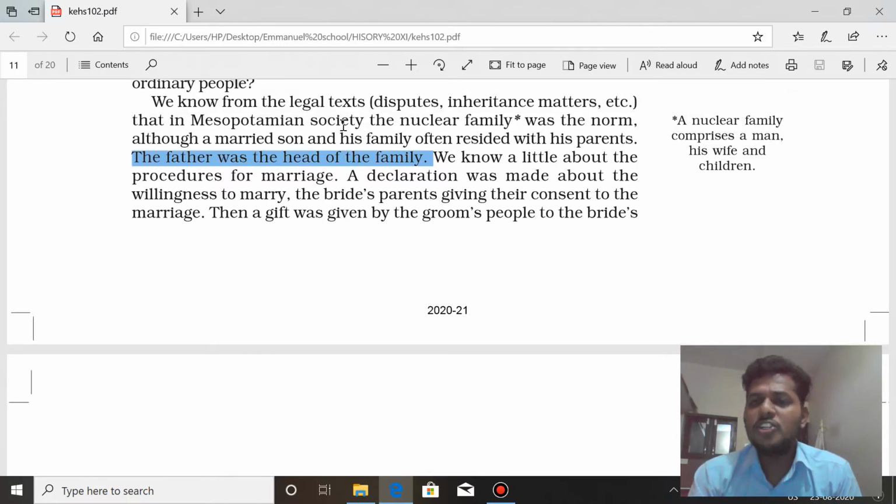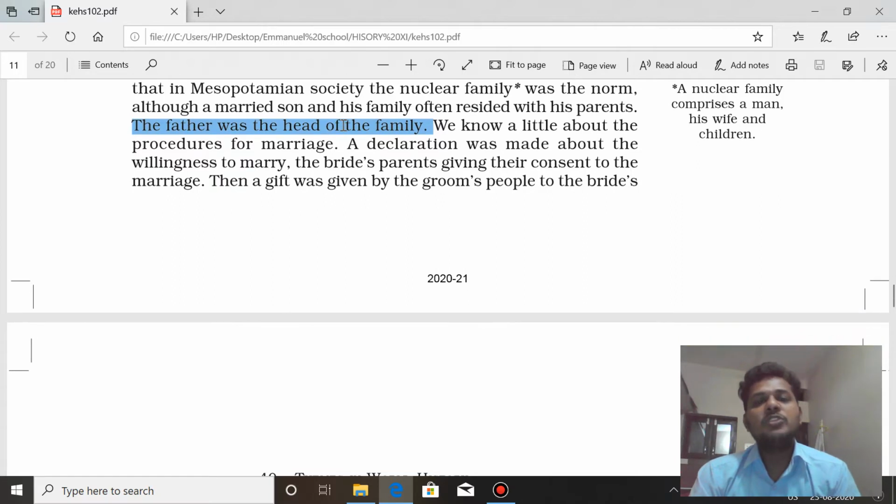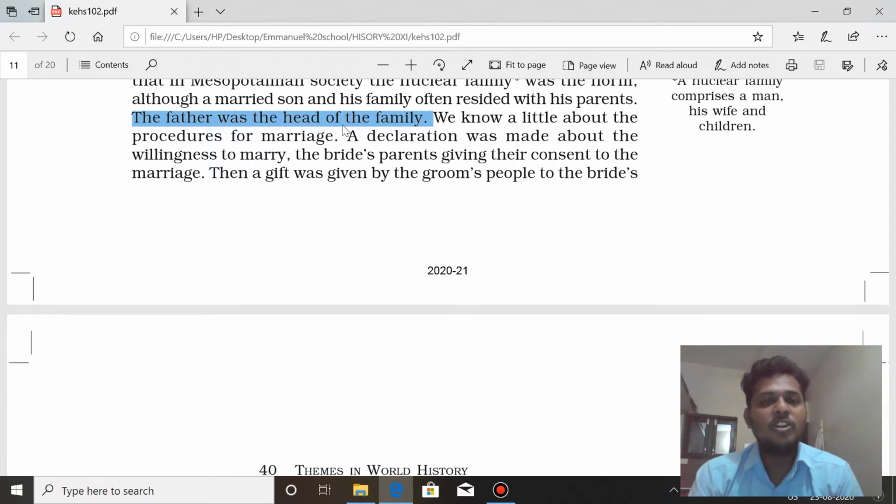This is about Mesopotamian society. Suppose a question comes: describe the Mesopotamian society. What do you know about the marriage of Mesopotamia? What do you know about the marriage life of Mesopotamians? So any question regarding family, society, marriage, this is the answer. For you to write in your copy, the question would be: describe the Mesopotamian society. Mesopotamian society was a nuclear family society in which the male member was head of the family. That's what you need to write.